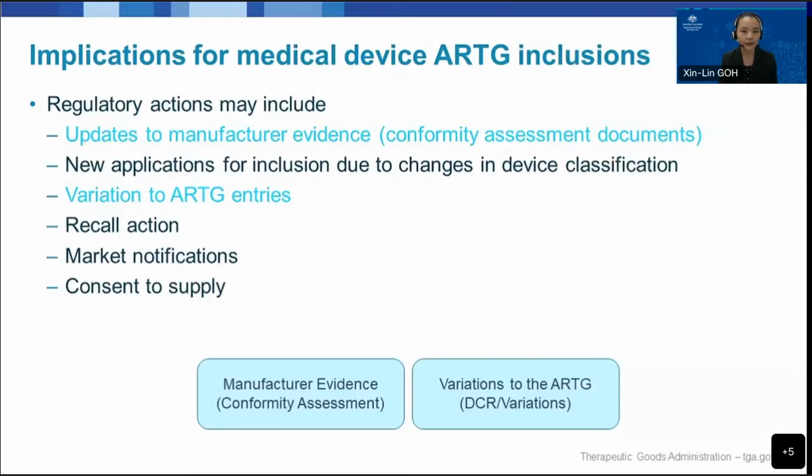And this has flow-on implications for sponsors of medical device ARTG inclusions in Australia. The regulatory actions that may be required from sponsors are wide-ranging, and today we will be focusing on 2 of them: updating of manufacturer evidence or conformity assessment documents associated with ARTG entries, and also amendments to ARTG entries, such as changes to intended purpose or functional description.